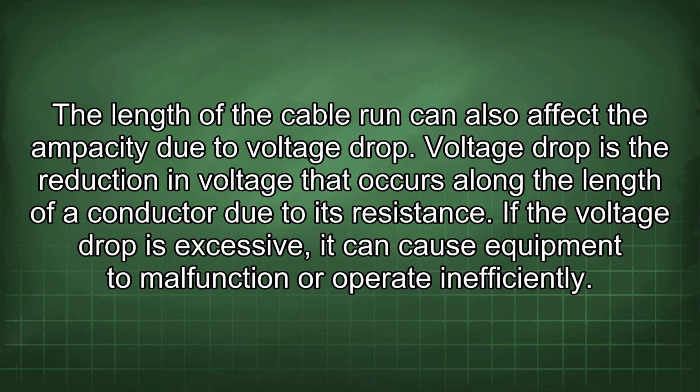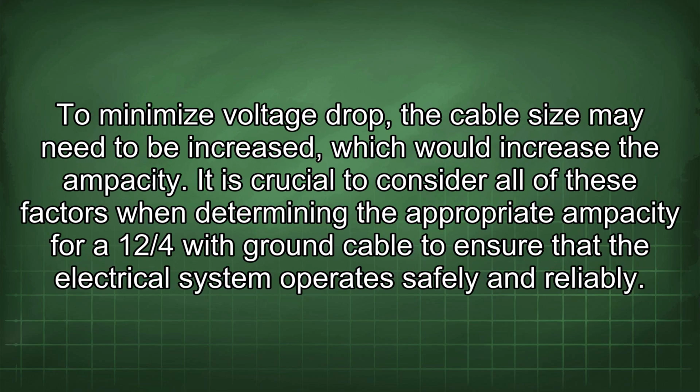The length of the cable run can also affect the ampacity due to voltage drop. Voltage drop is the reduction in voltage that occurs along the length of a conductor due to its resistance. If the voltage drop is excessive, it can cause equipment to malfunction or operate inefficiently. To minimize voltage drop, the cable size may need to be increased, which would increase the ampacity. It is crucial to consider all of these factors when determining the appropriate ampacity for 12/4 with ground cable to ensure that the electrical system operates safely and reliably.